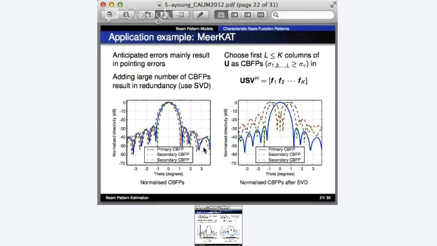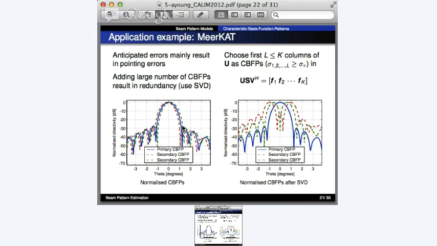So over here, I just show the primary basis function. Solid blue line and the dashed lines indicate two of the secondary basis function patterns. And as can be seen, these errors mainly result in a pointing error. However, there's also some change in the side lobe structure.